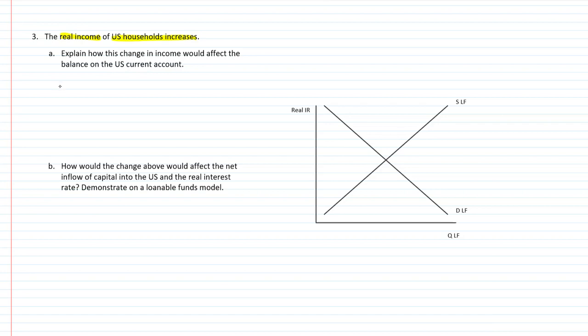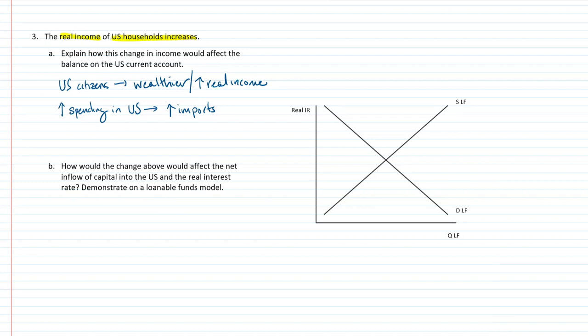So what we can really say here is that U.S. citizens are wealthier and have an increase in real income. We can translate this to the current account, and we can say that there's going to be an increase in spending in the United States, which is going to lead to an increase in imports, similar to what we said with Canada in problem number 1.